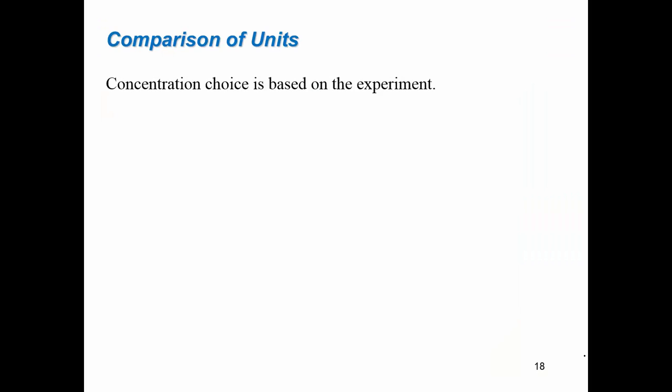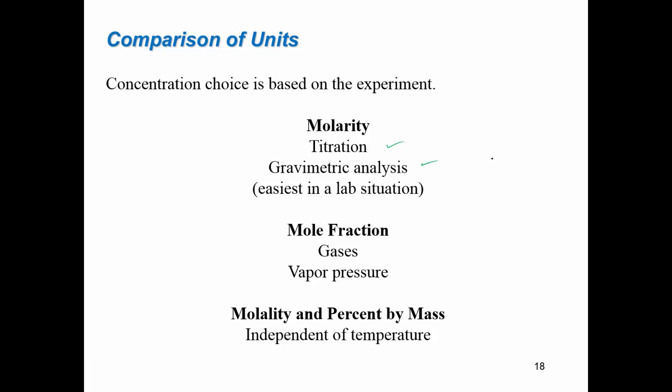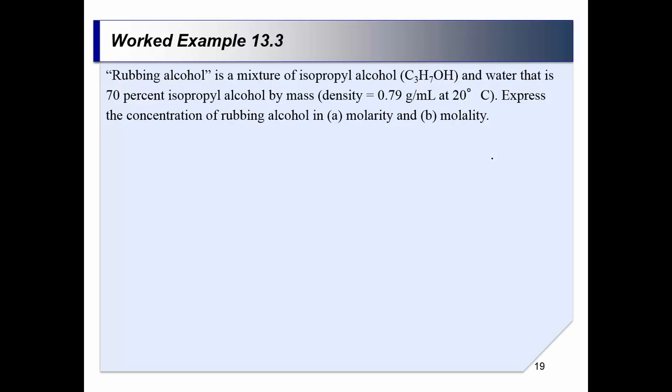Now, which concentration unit we use is really going to be based on the experiment itself. So pay attention. When we use molarity, we're usually doing titration or gravimetric analysis, and really molarity is the one we use most of the time in a chemistry lab. Mole fraction is best for something like gases or vapor pressure. Molality and percent by mass are going to be independent of temperature.